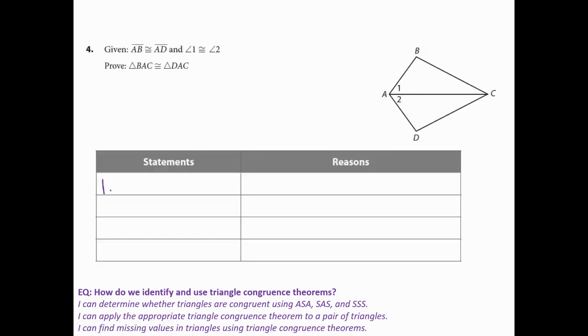So once again, starting with my given information, AB is congruent to AD. And my second statement, angle 1 is congruent to angle 2. I apologize. There we go. Both of them are given. And then we'll go ahead and mark the diagram. AB is congruent to AD. Angle 1 is congruent to angle 2.